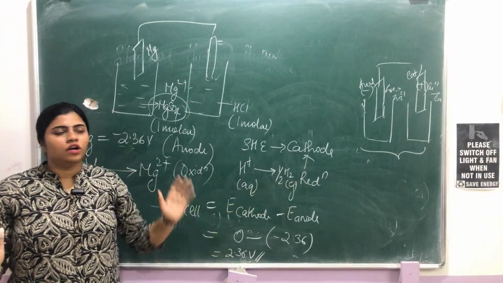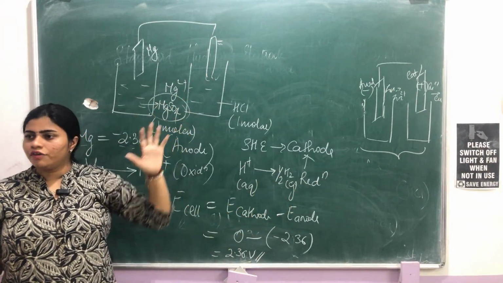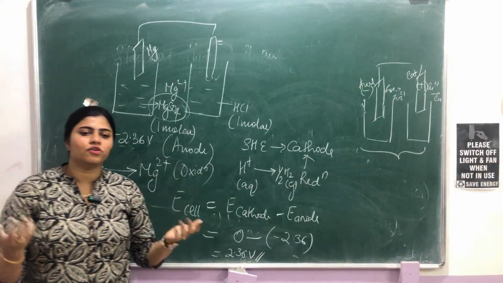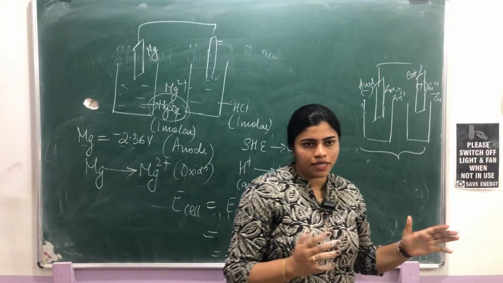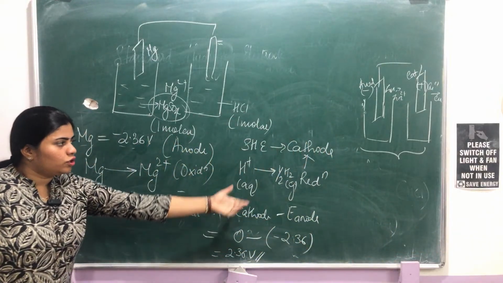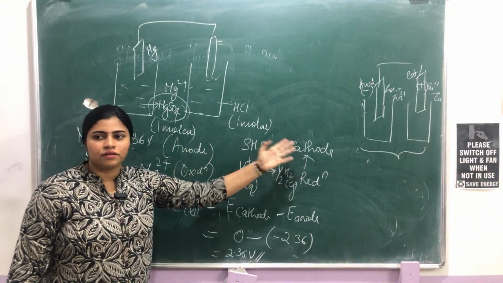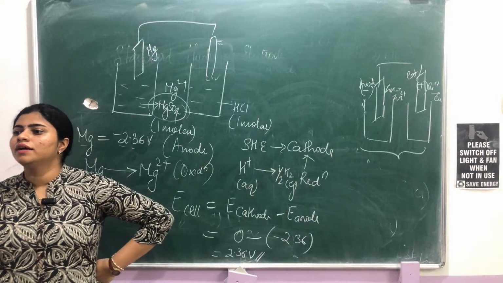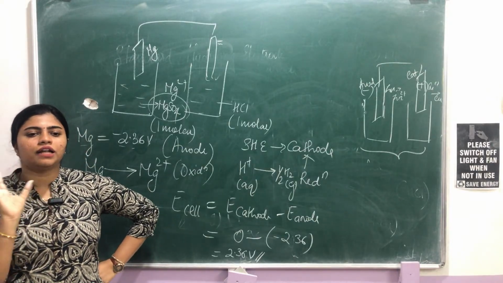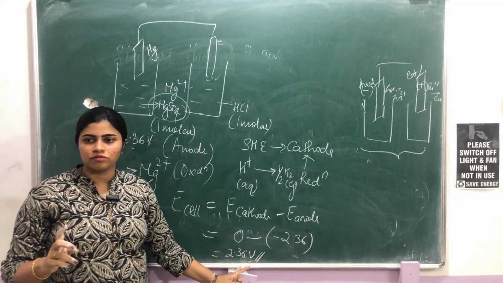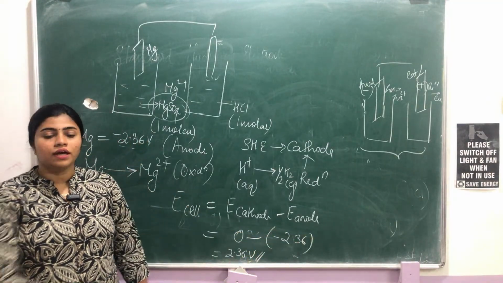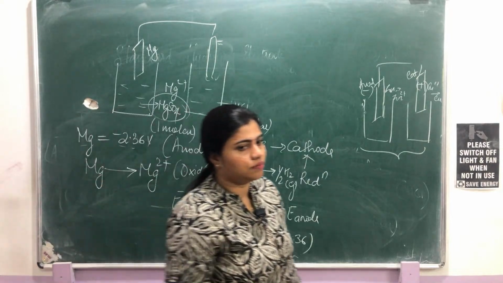Clear? Now for the whole cell reaction, we have to know E cell. What is the formula? E cathode minus E anode. So what is the cathode? SHE, and SHE, irrespective of whether it is cathode or anode, what is the value? 0. So it will become 0 minus 2.36. Answer will be 2.36. Okay. Right till here. Then I'll explain.